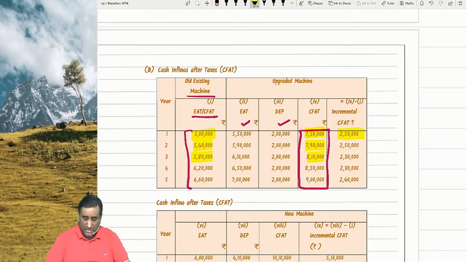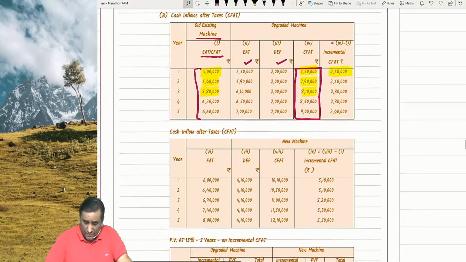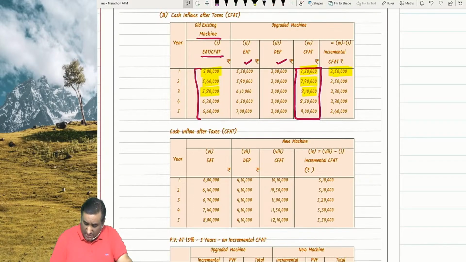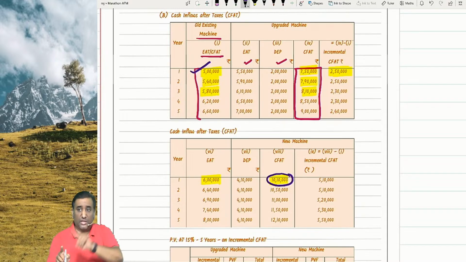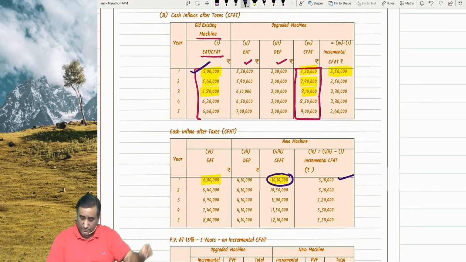If we are replacing, then what is our CFAT? If we are replacing, then basically our CFAT would be EAT plus depreciation, 10 lakh 10,000. So 6 lakh is the earning after tax, right? So 10 lakh 10,000 minus what? 5 lakh. You have to compare the new with the old. 510.